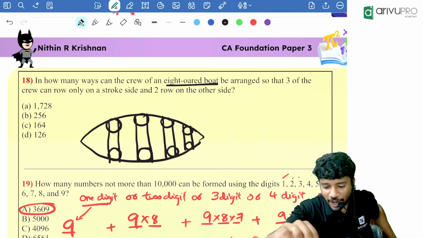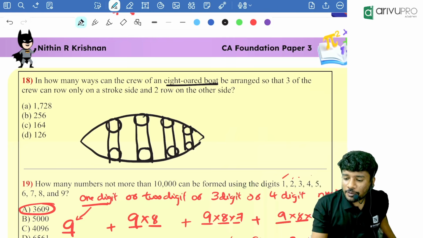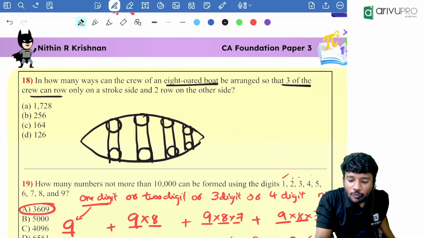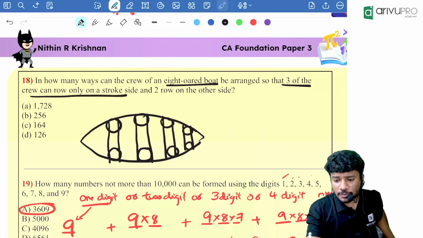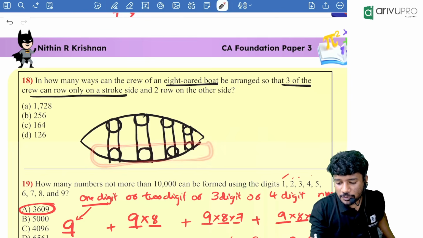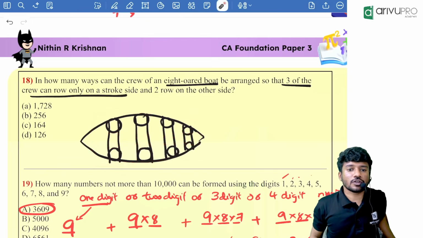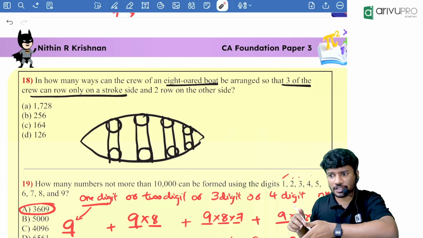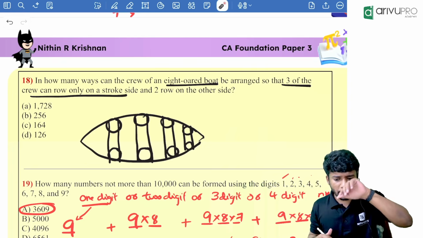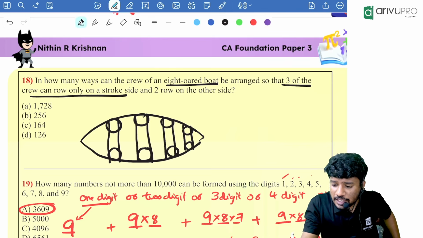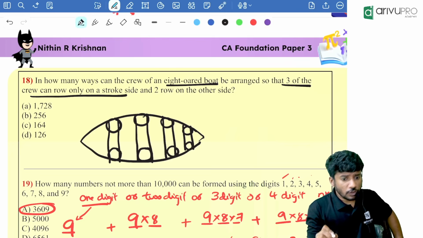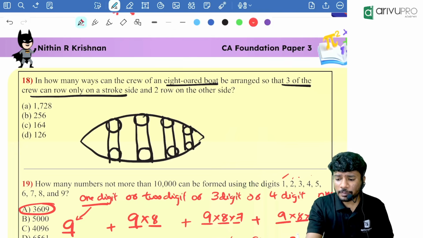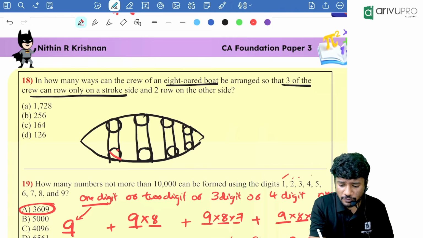Now, in how many ways can the crew of an 8-oar boat be arranged so that 3 of them crew only on one stroke side? One stroke side means what? This is one stroke side. Similarly, this is the other stroke side. Stroke side means the entire line of people rowing on one side. Now, 3 of them can row only on one stroke side. Let them be friends. All of them are friends.